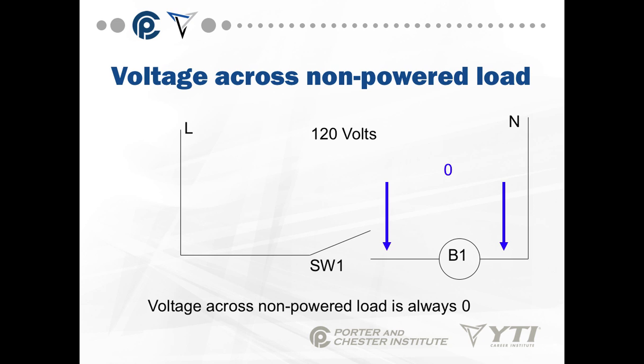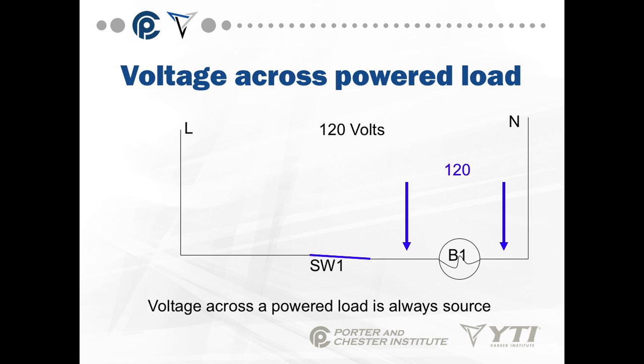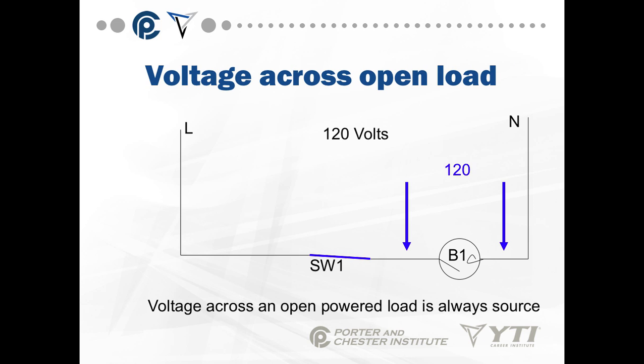Voltage across a non-powered load will be 0 because there's no potential to do work. Voltage across a powered load is always source. Now, if the load is bad, it's going to act like an open switch. Notice the broken wire in here. So again, then we go back to voltage across an open is source.